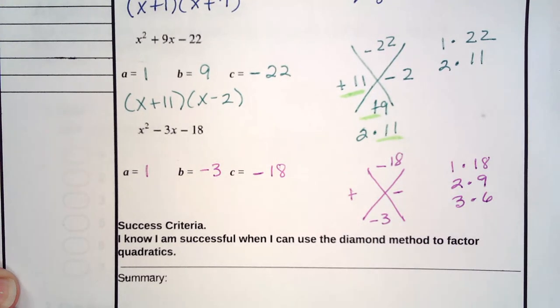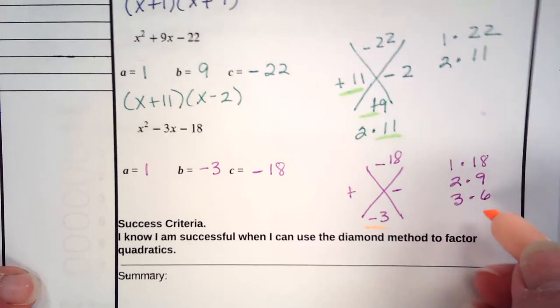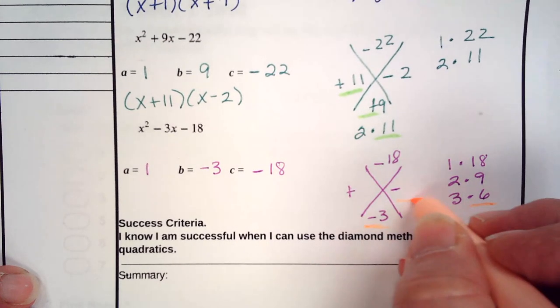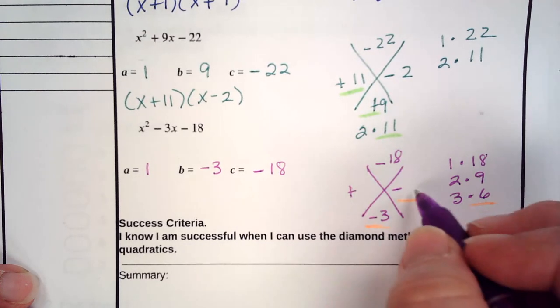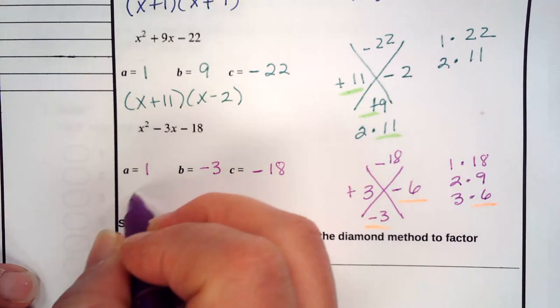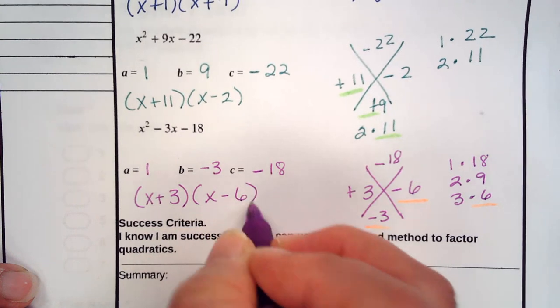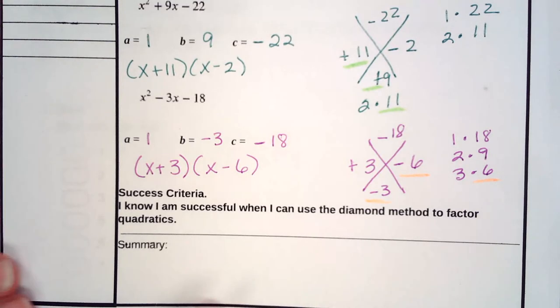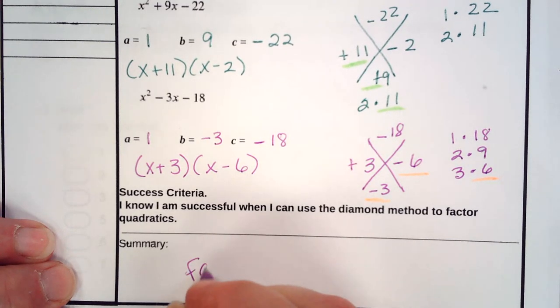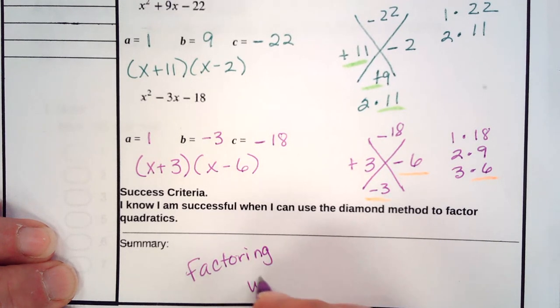So, I'm looking to look at my symbols now. This is a negative 3. My bigger number goes with the negative. So it's going to be a negative 6 and a positive 3. x plus 3 times x minus 6, and we're done. I know I'm successful when I can use the diamond method to factor quadratics. This is factoring when a is equal to 1.